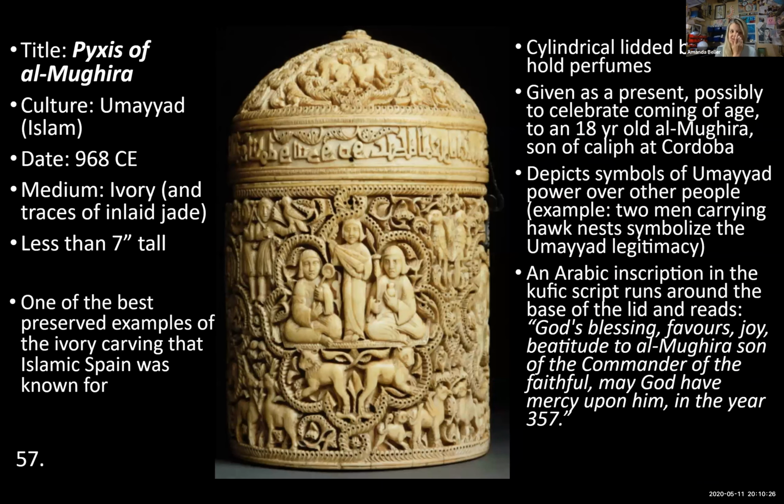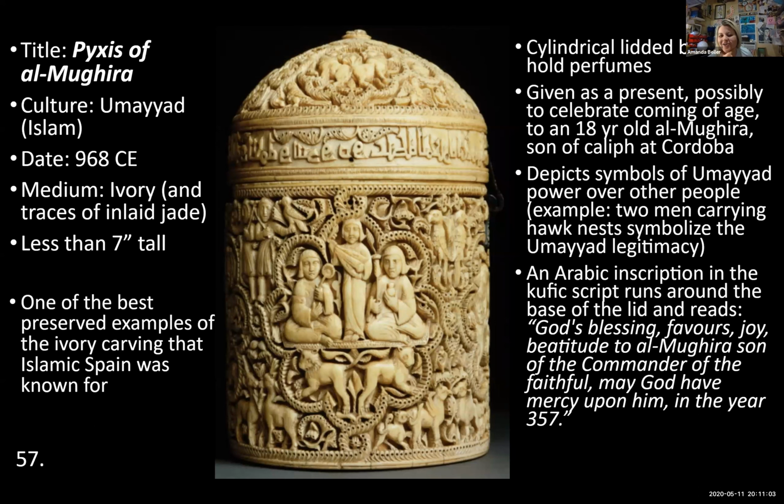All right, the Pyxis. This Pyxis is a coming of age present. This belonged to Al-Mughira, which is Umayyad. And this Pyxis is definitely coming of age for the prince, right? He is the son of the caliph, but it's also about the fact that the Umayyad had been in conflict with, but victorious over, the Abbasid. So it has that kind of underlying idea as well.